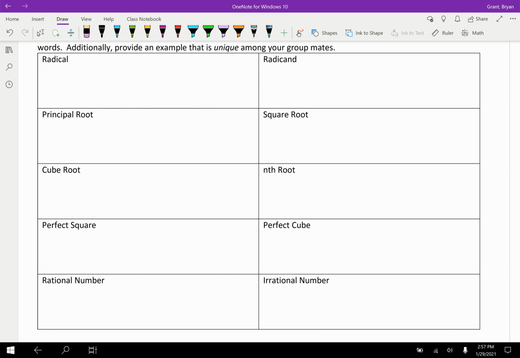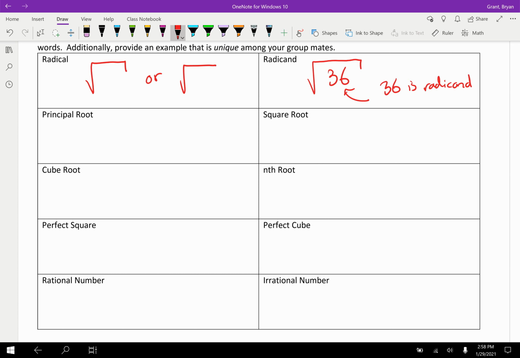So let's begin. Radical. Hopefully when you looked up radical, you realize that it is the symbol that we've used for a square root. This is a radical symbol. And again, some of them will write this without the tail. I always write it with a tail. The radicand is the number that is inside the radical. So in this case, 36 is the radicand.